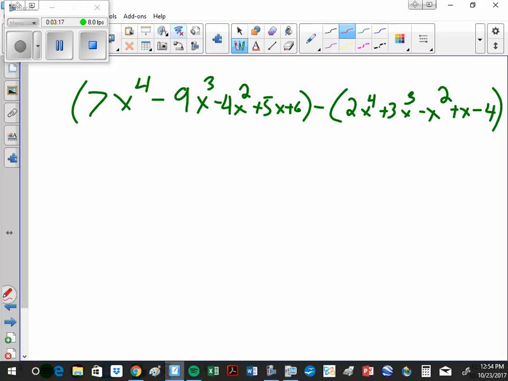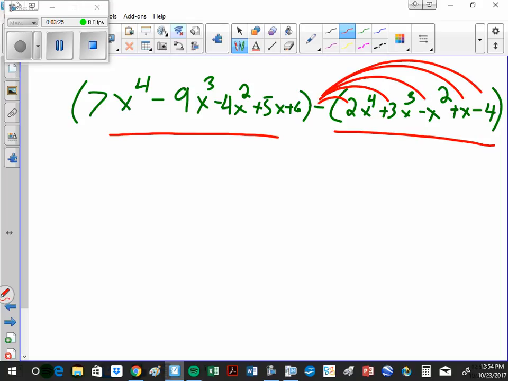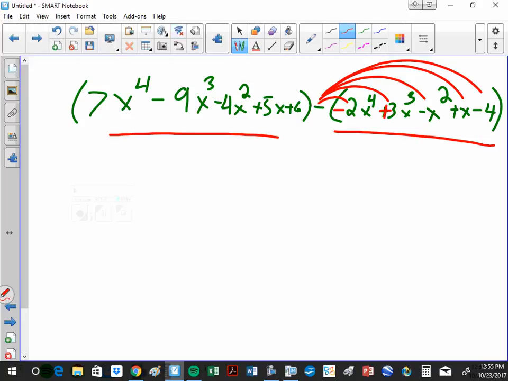So I take my original polynomial and I'm going to subtract all of these, which means I'm going to distribute this negative into every term. So that one will be negative, this one will be positive, this one will be negative, and that one will be positive. And then I can just add them. So when you're subtracting polynomials, you're going to do the opposite of what's in the second polynomial. If it says minus 6, you're going to add 6. If it says plus 9, you're going to subtract 9.